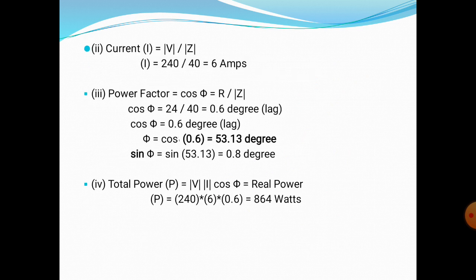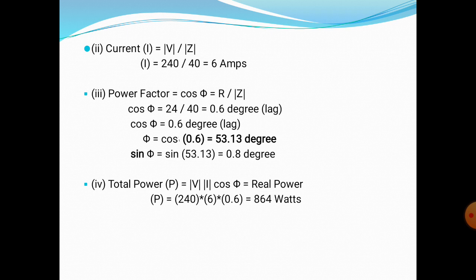And next we have to find the value of current I. The formula of I is equal to V by Z. Already the voltage is given in the problem, 240 volt. So we substitute these values in the current equation. I is equal to 240 divided by 40. So finally we get the value of current I is equal to 6 amps.